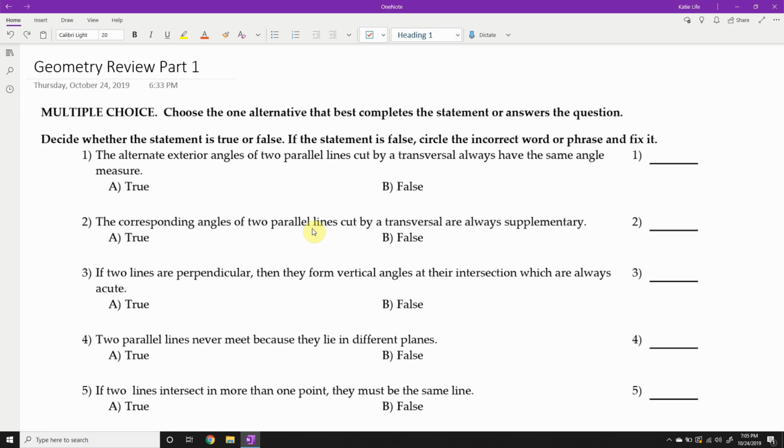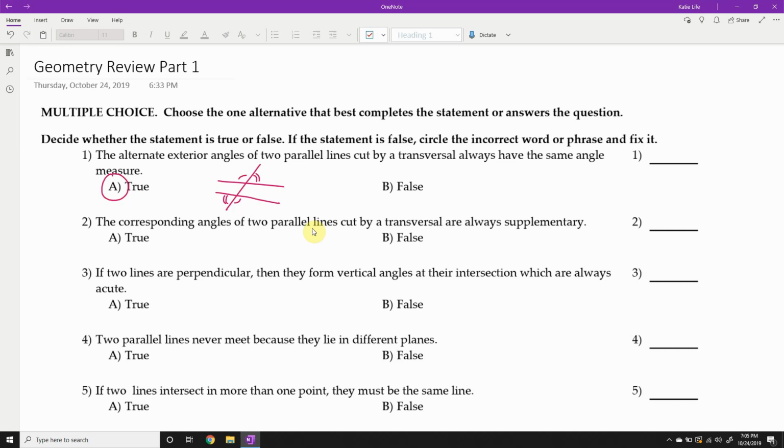Number 1, the alternate exterior angles of two parallel lines cut by a transversal always have the same angle measure. This is true, and this is just by definition. Whenever we have two parallel lines that are cut by a transversal, opposite sides of the transversal and outside the parallel lines are going to have equal measure. So the two angles marked will be the same, and again, opposite sides of the transversal, outside of the parallel lines, those angles will also be congruent.